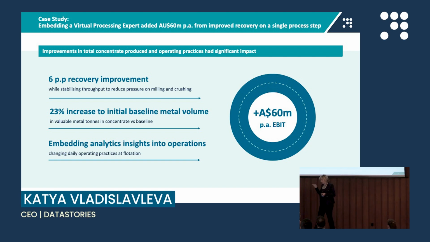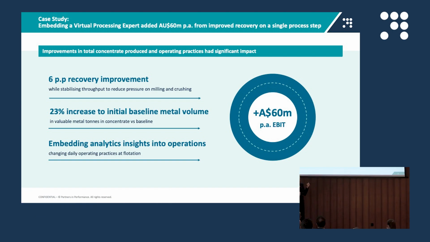I would like to give this use case here. It is of a large base metal concentrator. Of course, the approach holds for metals and minerals, but I just wanted to have something very specific. The recent study of us partnering with a base metal concentrator, implementing a virtual processing expert for them, just resulted in 60 million Australian dollars additional EBIT.